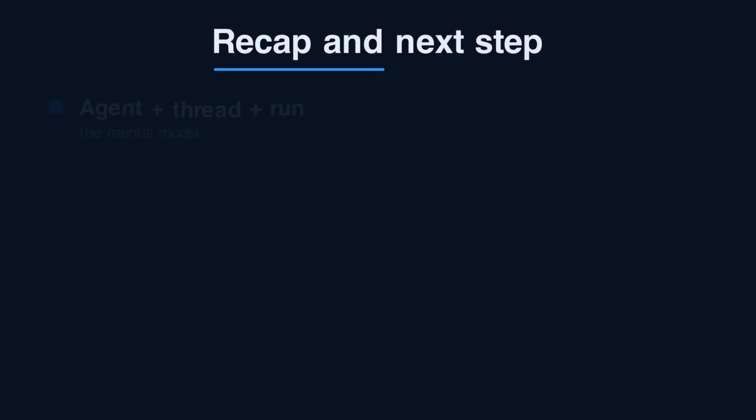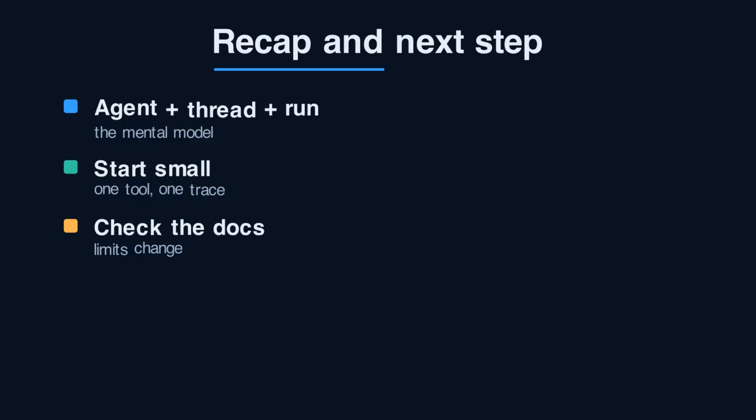To recap, an agent is config, a thread is server-side state, and a run is the managed tool calling loop you would otherwise build yourself. The service shines because it owns history, orchestration, and grounding, while you own instructions, tool design, identity, and retention.